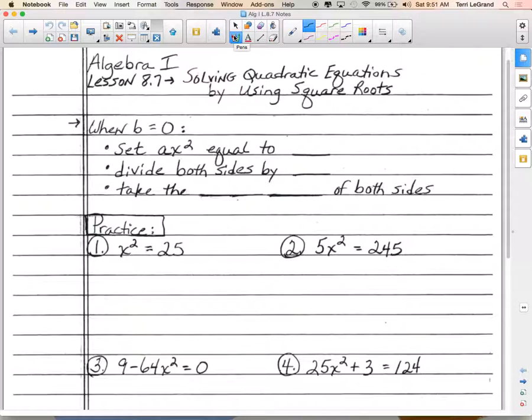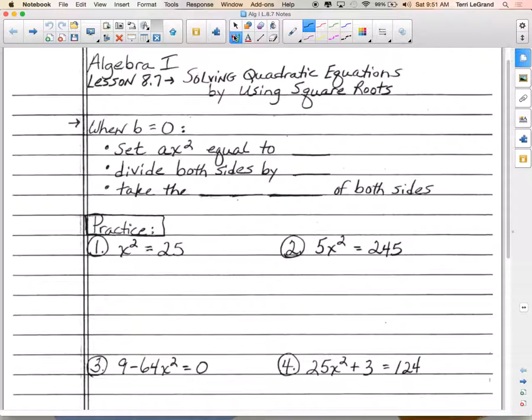We're going to learn another method for solving our quadratic equations. And I'm going to state it again like I did in lesson 8.6. This is a method that will work sometimes, but not for all quadratic functions. So our method today is using the square root method.